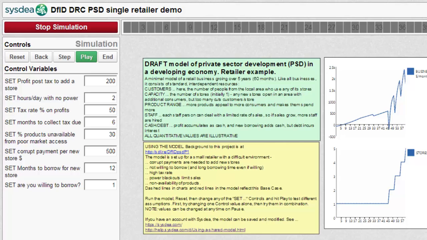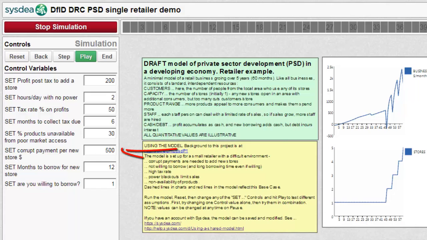The difficulties this small retailer faces are, first of all, that power supplies are unreliable, so the stores may not be able to operate for some hours each day. Secondly, supply problems mean that a fraction of the product range is not available. Both of these factors cut the sales that the stores can make each day and therefore the store's profit.